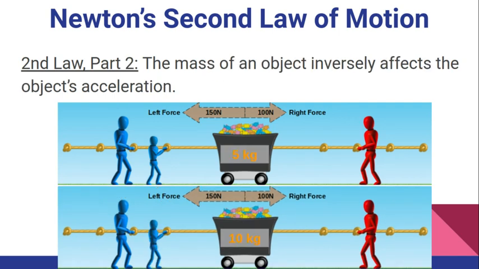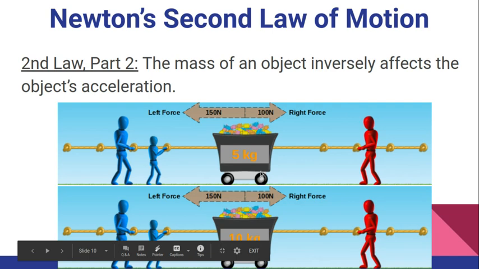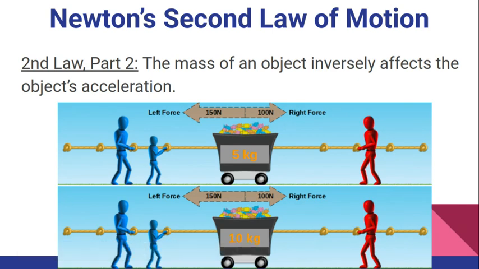But now let's take a look at the second part. This is where we talk about mass. The second part of the second law states that the mass of an object inversely affects the object's acceleration. Notice in this case, I kept the net force the same. It's 50 newtons in both pictures. However, in the top picture, the mass of the cart is 5 kilograms. But in the bottom picture, the cart is more massive. Now it's 10 kilograms, meaning it would ultimately weigh more if you were to put it on the same scale on Earth.